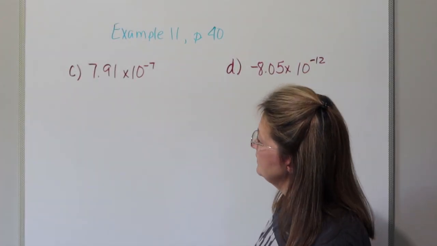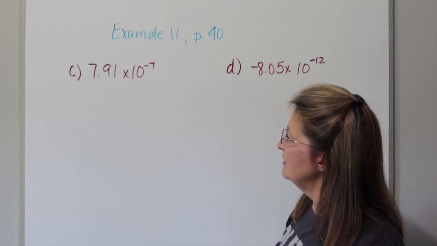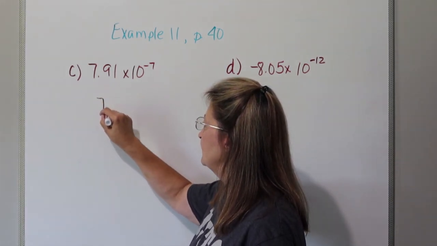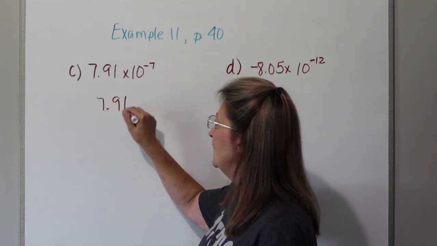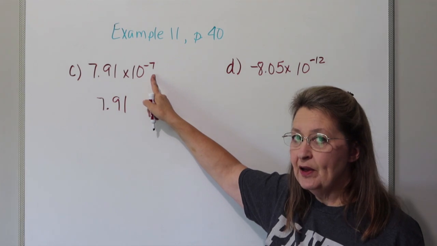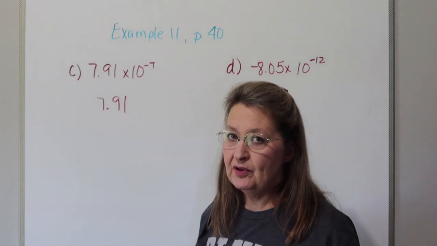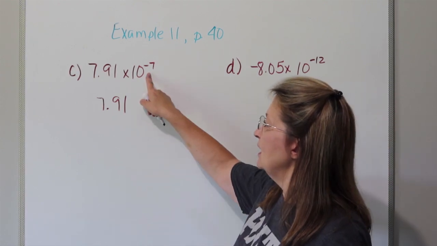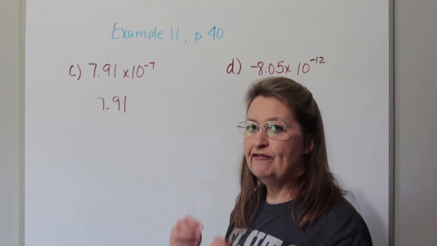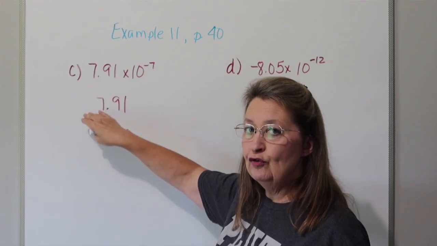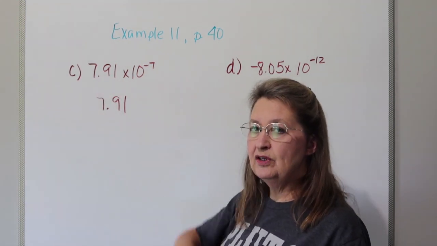Problem C says 7.91 times 10 to the -7. So once again, I'm going to start with 7.91. Now this has a negative exponent. So for negative exponents, you go the opposite direction. If you can't memorize this, just think about it. A -7 means you are dividing. Okay, because actually you would be putting this over 10 to the 7th and then you would divide.